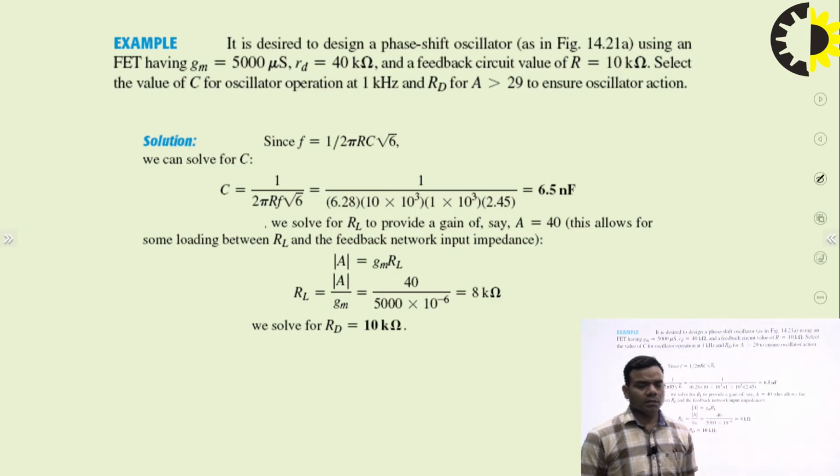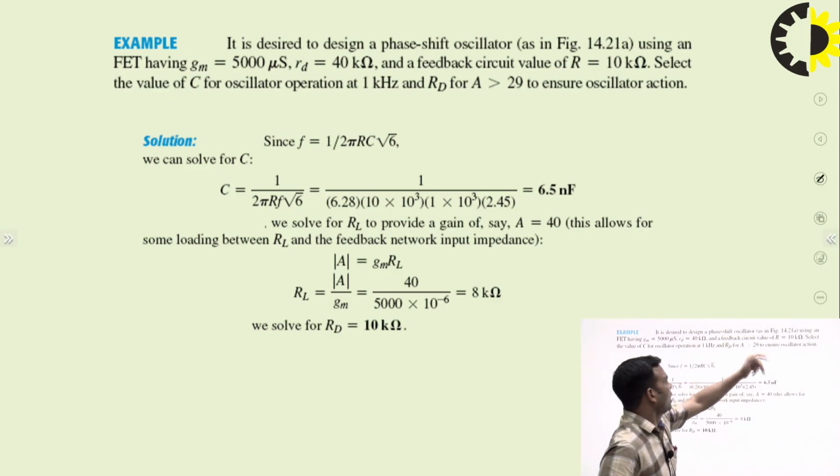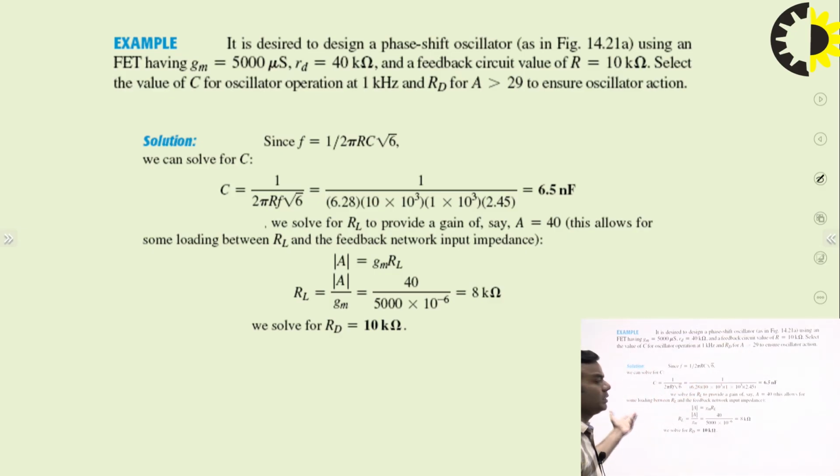Now you can have numericals, and these types of numericals can be easily solved with the help of this relation, that is f is equal to 1 upon 2 pi RC into under root 6. So C will be equal to 1 upon 2 pi R f into under root 6. So if something is provided, like they have provided the value of R, then you can put the value of R and solve it.